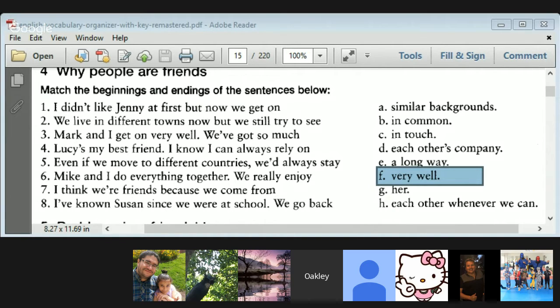Because there is a phrase in English. Get on each other's nerves. Do you know what that means? It is a phrase. Do you know what it means? No? Okay. You know each other well enough to annoy each other really badly.